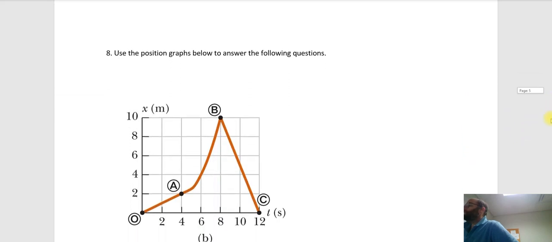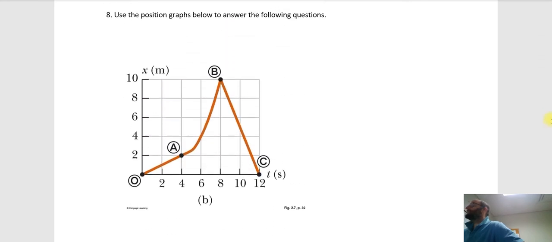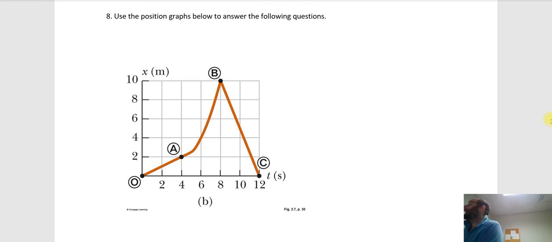Use the position graph below to answer the following questions. Let's see, these are velocity questions. So this is a position graph, right? And remember, what's called your average velocity, that's what the bar means, is a change in x over a change in time. And hopefully we remember from algebra class that this is a slope, change in y over change in x.